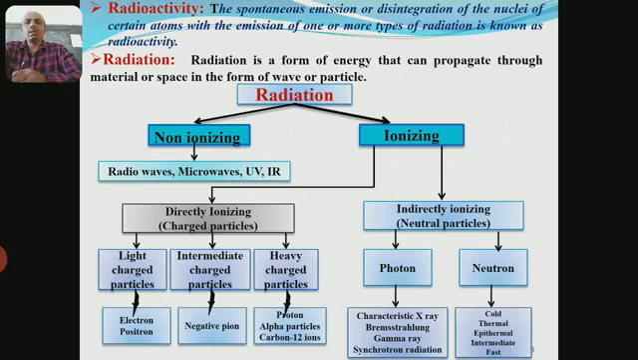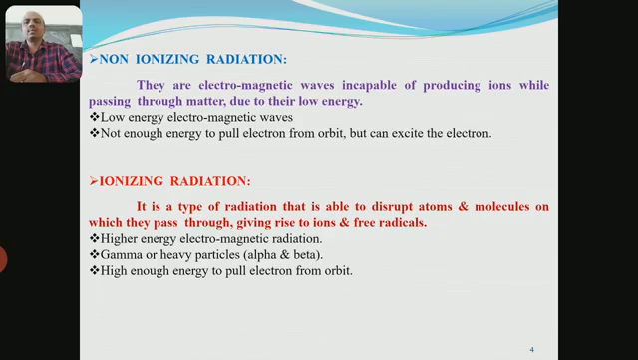What is meant by radioactivity? Radioactivity means the spontaneous emission or disintegration of nuclei of certain atoms with the emission of one or more types of radiation. Radiation is a form of energy that can be propagated through material or space in the form of wave or particle. There are two types of radiation, non-ionizing and ionizing radiation.